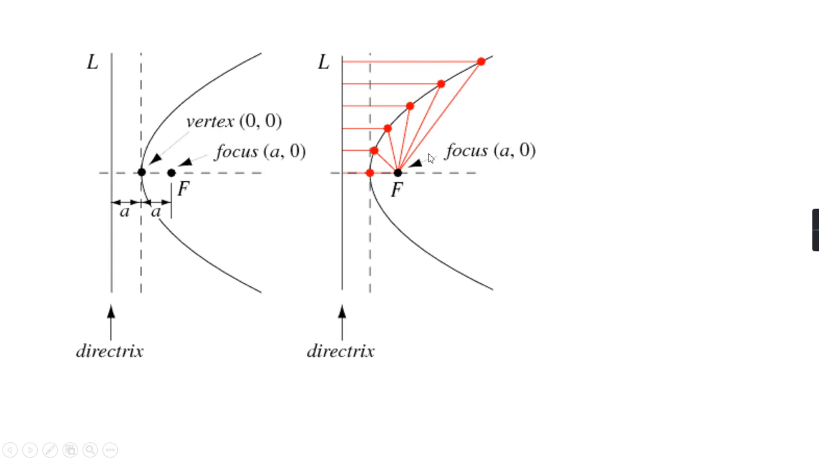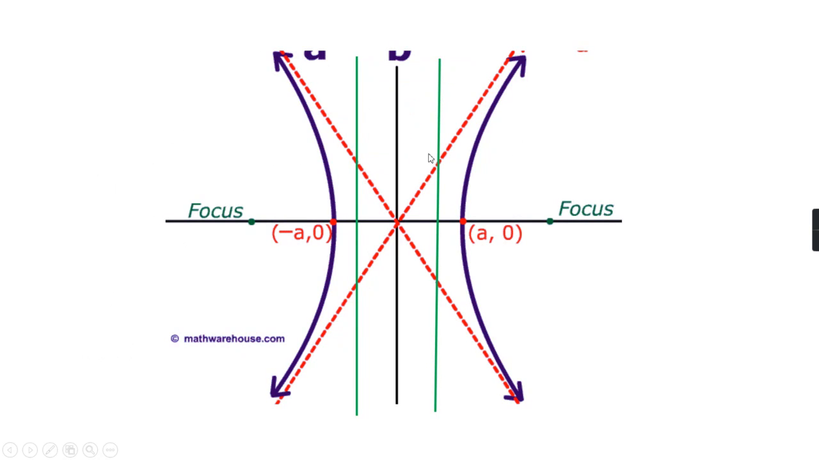So it is your parabola where we are getting only one focus, one vertex and one directrix. Then it is a hyperbola where we are getting again two foci and two directrices and asymptotes. These are called the asymptotes.